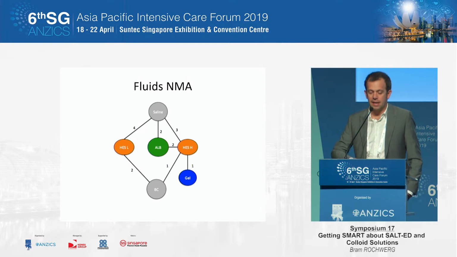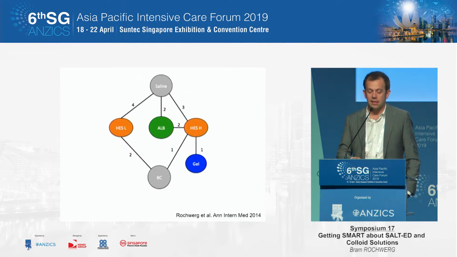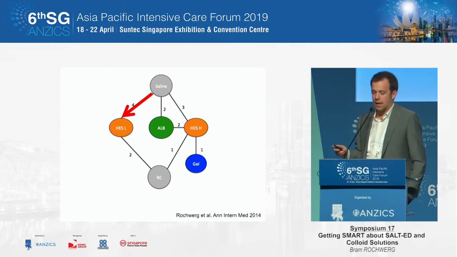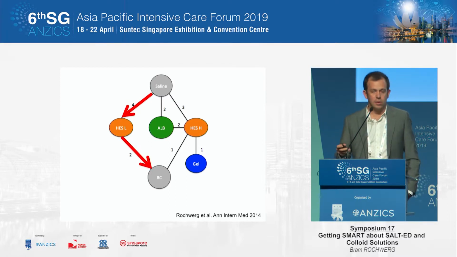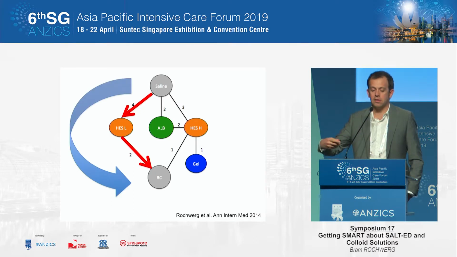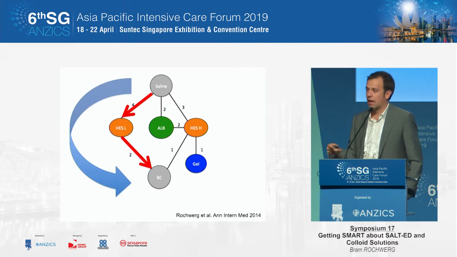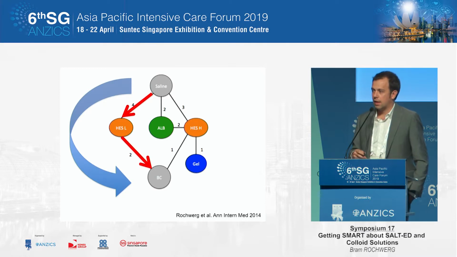But what network meta-analysis says is that despite the fact that saline and balanced crystalloid have never been compared head-to-head, if saline has been compared to light starch, and light starch has been compared to balanced crystalloid, again in randomized controlled trials, why can't we make comparisons from saline to balanced crystalloid through that common comparator? And again, that's the idea behind the network meta-analysis.